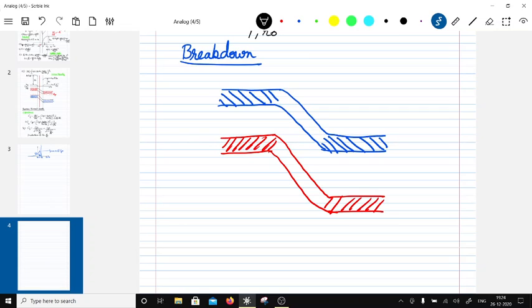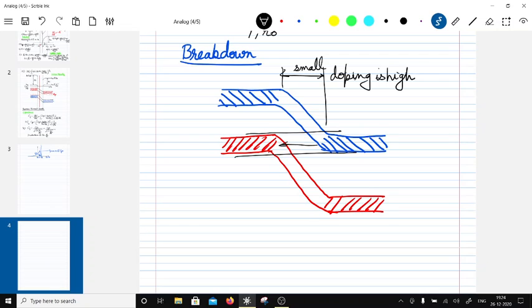Okay, so what happens is the following. When this lines up with that, if this depletion depth is small, this usually happens when the doping is high. When this happens, there is going to be a tunneling. These electrons are still going to move this way, and there is something called tunneling here. So this is known as Zener breakdown.